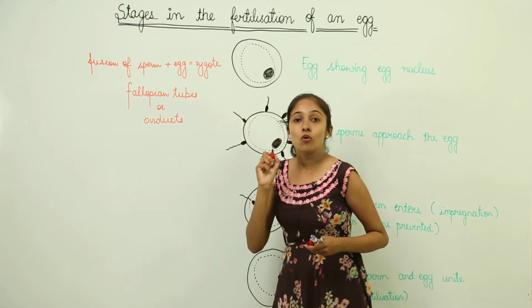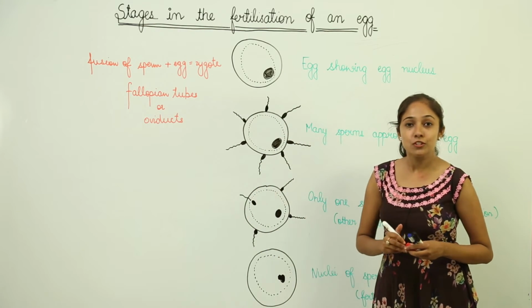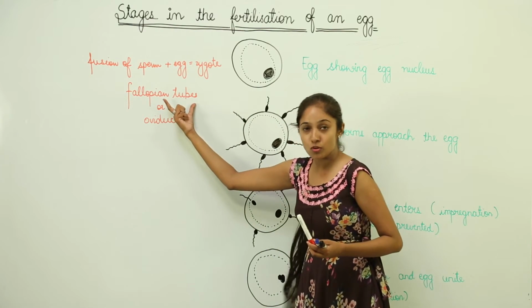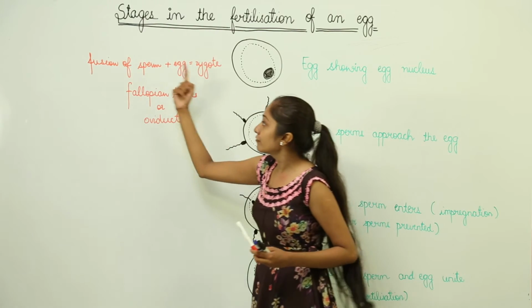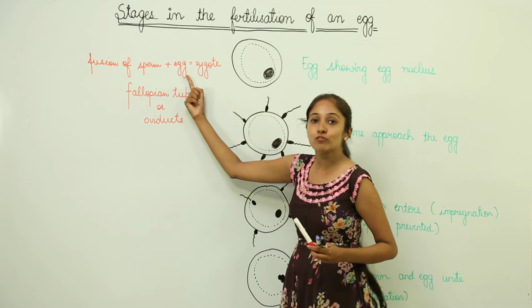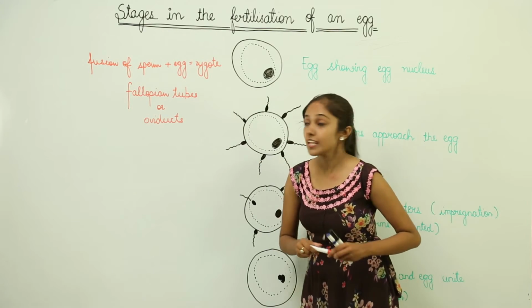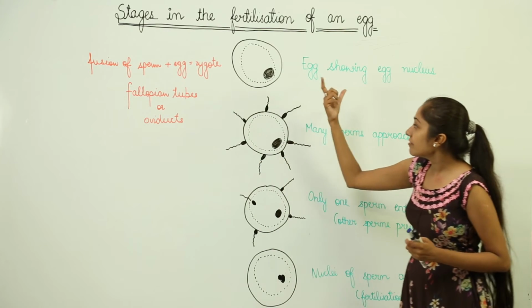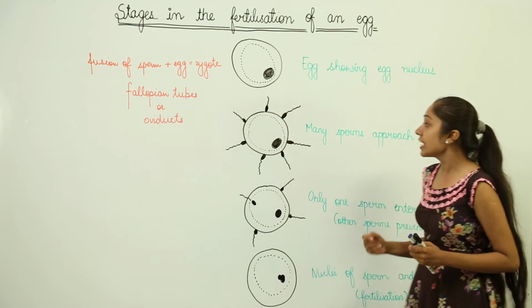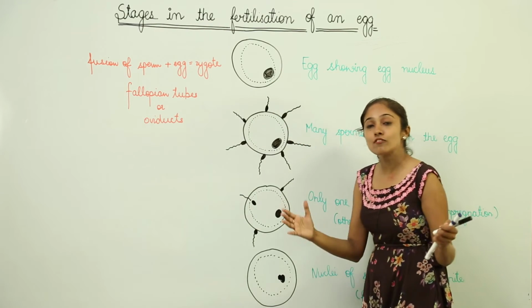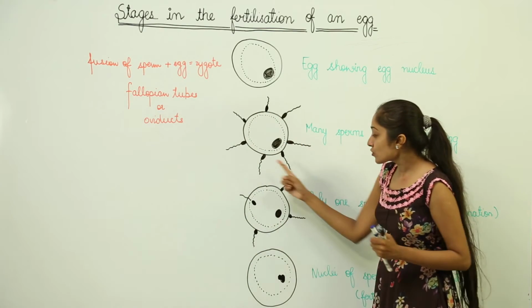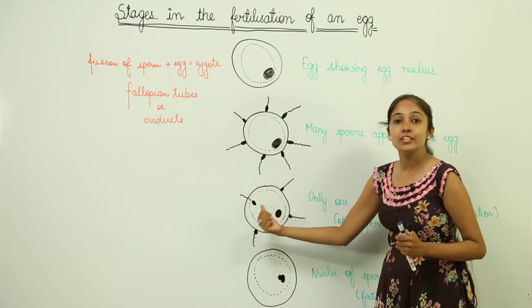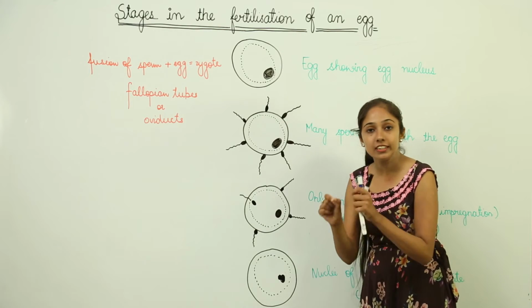This means the ovum or the egg is going to be there in the fallopian tubes, or oviducts, where fertilization, the fusion of sperm and the egg to form a zygote, is going to take place. So what is going to happen? We have an egg which is showing this nucleus. Now millions of sperms are going to reach the egg, but as you see, only one sperm is going to penetrate the egg.